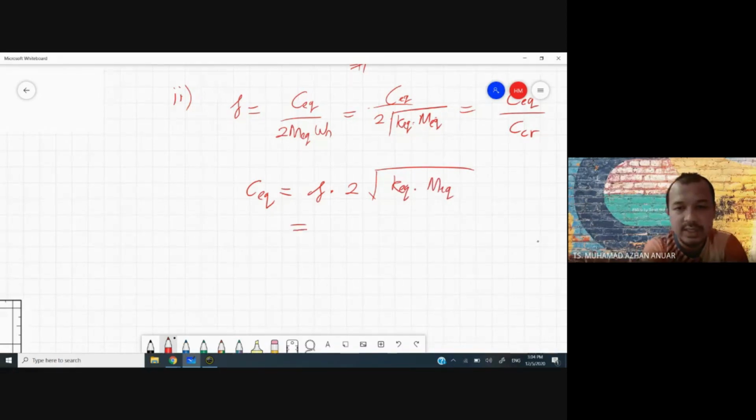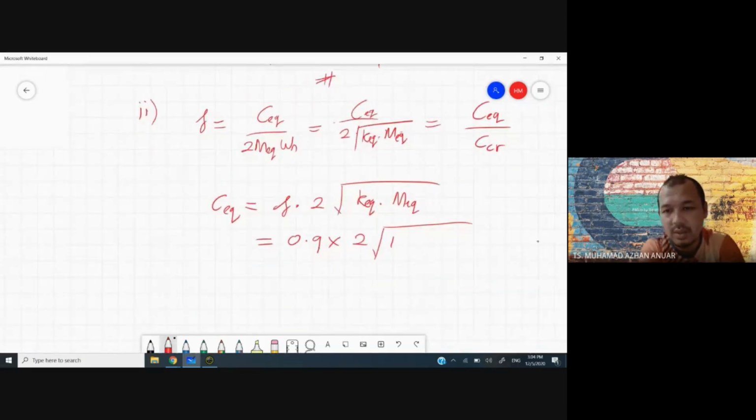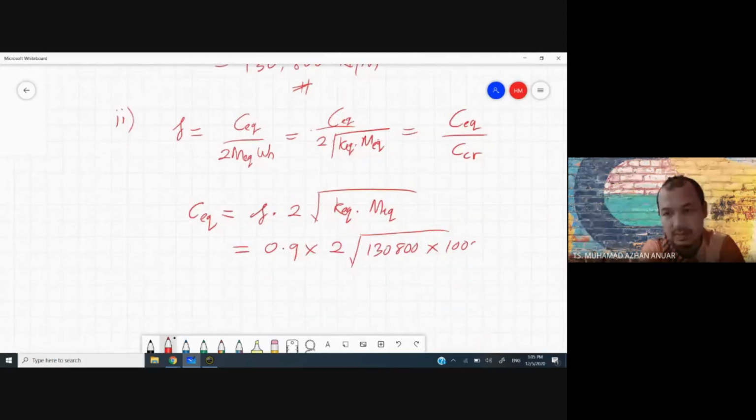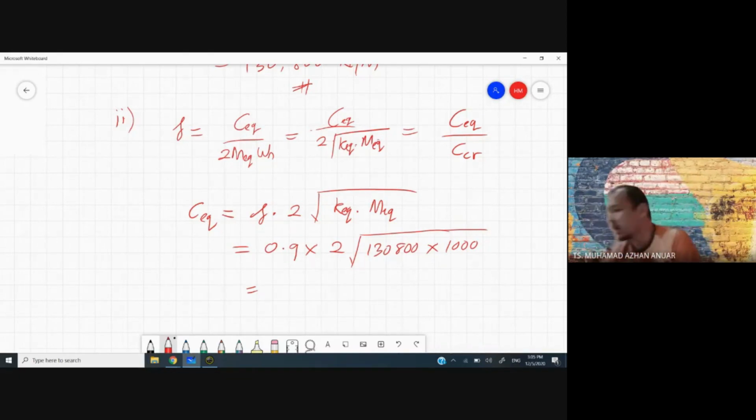Okay, so let's substitute all the values. Zeta in this case is 0.9 multiplied by 2 third. K equivalent in this case is 130,800 multiplied by M equivalent in this case, which is 1000. So what is the value there? Let's calculate this one together. So we get 130,800 multiplied by 1000.